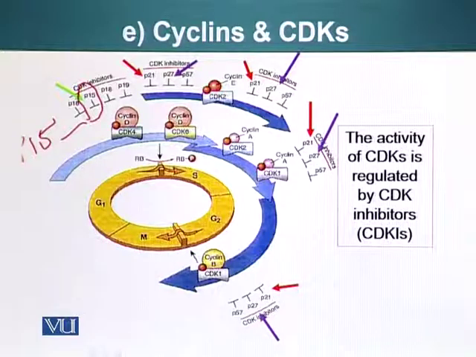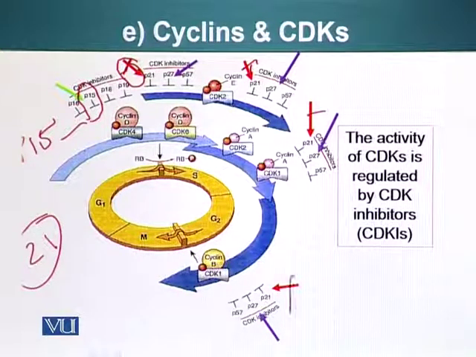The other important protein, which I have marked with red arrows, is P21. We will talk about P21 later on. So the red arrows are pointing towards P21. P21 can inhibit the cell cycle at different stages. As you can see, P21 can inhibit at this stage, and also at this stage.